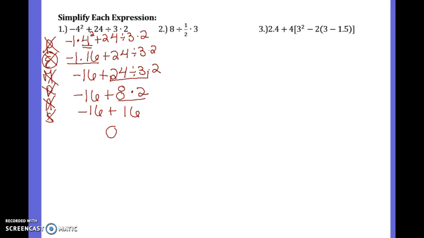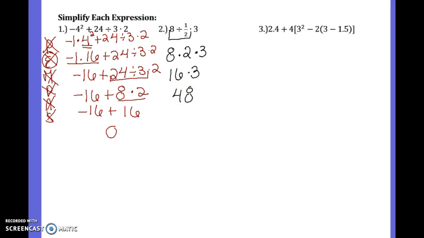Number 2, we're going to go left to right. But if we have division with fractions, remember you keep it, you switch it, and you flip it to 2 over 1 times 3. Now it's a lot easier. 8 times 2 is 16. 16 times 3 is going to be 48.